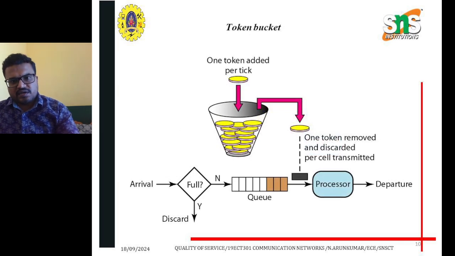Next one is token bucket. Token bucket is just the reverse of the leaky bucket. Token bucket means only one token is added per tick. Only one data is generated based on the FIFO technique, so that it may not be possible to get any errors generated during the transmission cycle.